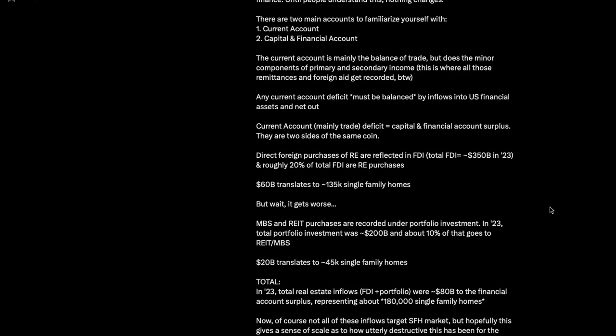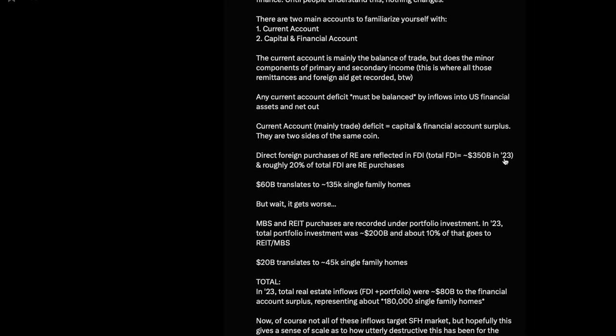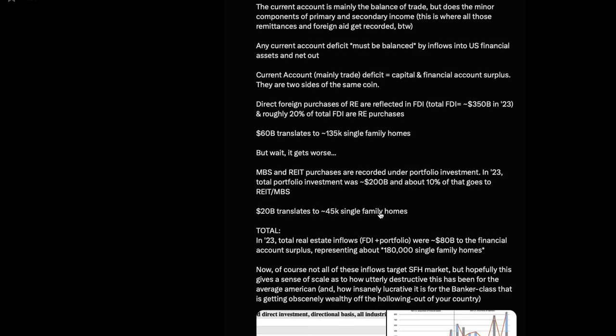And so it's important to total up all of that FDI. And if you do, generally speaking, of that total FDI, which was $350 billion for 2023, about 20% of FDI is foreigners purchasing real estate. So this equates to $60 billion just in the year 2023. Well, that translates to 135,000 single family homes. But wait, it gets worse.